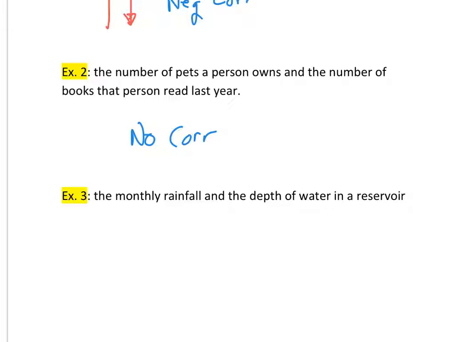Then example 3, the monthly rainfall and the depth of water in a reservoir. As your monthly rainfall decreases, the depth of the water in the reservoir would decrease as well. There wouldn't be as much. Conversely, if the monthly rainfall increased, then the depth of the water in the reservoir should increase as well. Because both things that we're comparing are going in the same direction, this is a positive correlation.